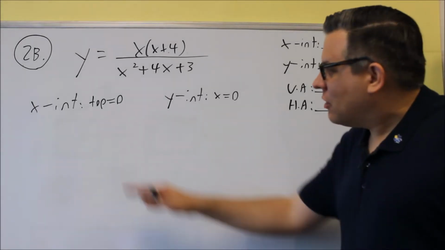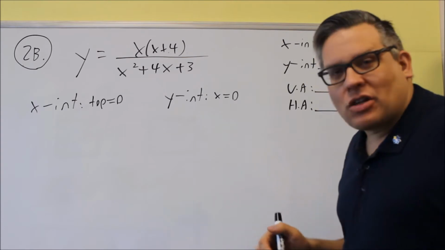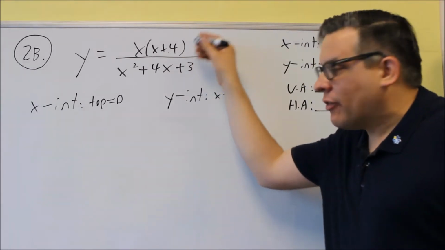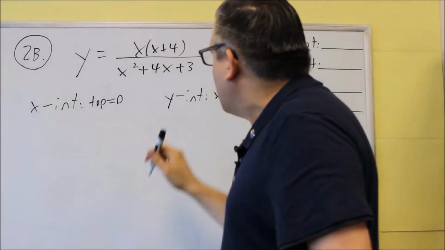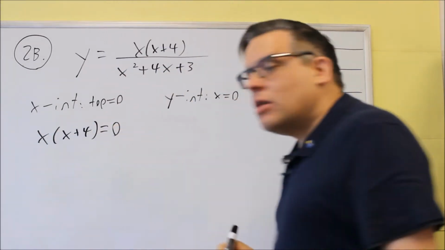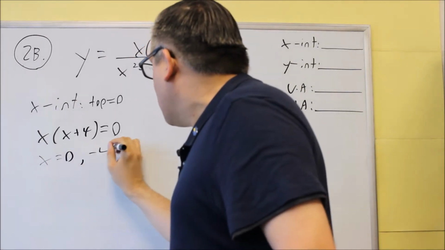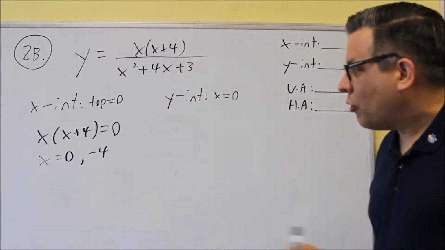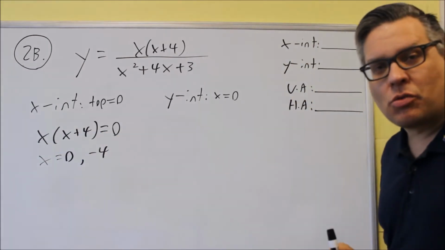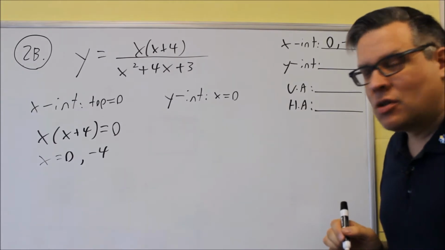Okay, for 2b, let's start with the intercepts. So for intercepts, we're going to take the top and set it equal to 0 always when you have a rational function. So the top part here, x times x plus 4, is going to equal 0. This time we get two answers. We get 0 and negative 4 when we set both of these individual pieces equal to 0. So 0 and negative 4 are x-intercepts.